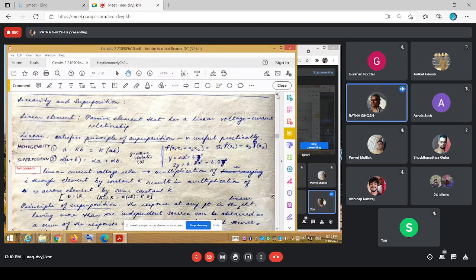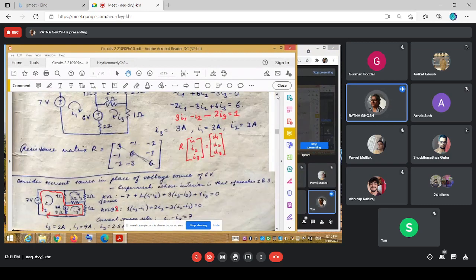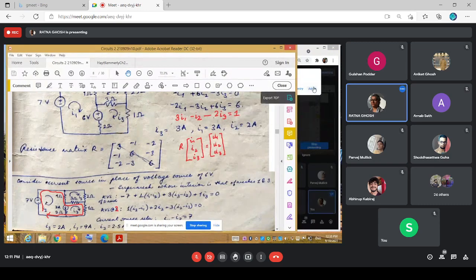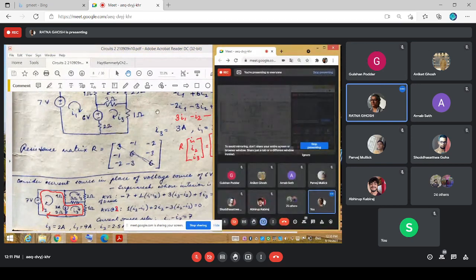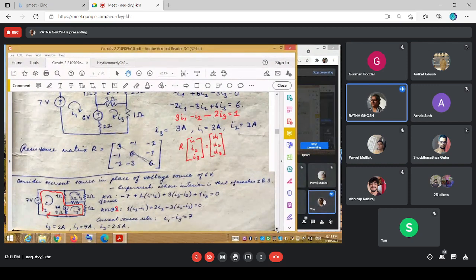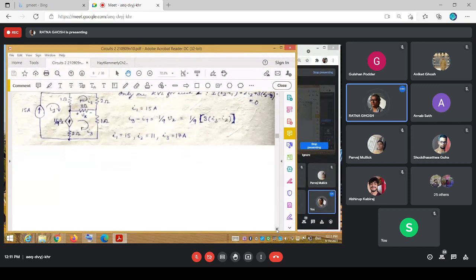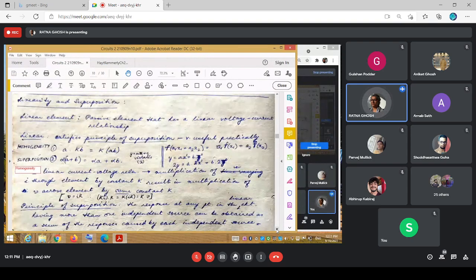Now, as we were discussing yesterday, we looked at the nodal analysis and the mesh analysis. Those are the two techniques we looked at. Today I'm moving on into the other circuit theorems. But before I move on to the next part, let's just revisit linearity and superposition.